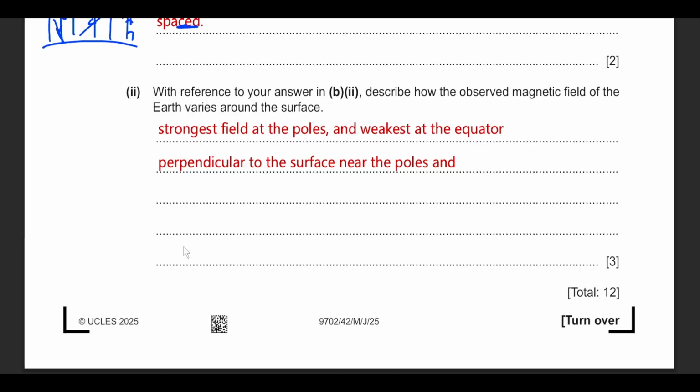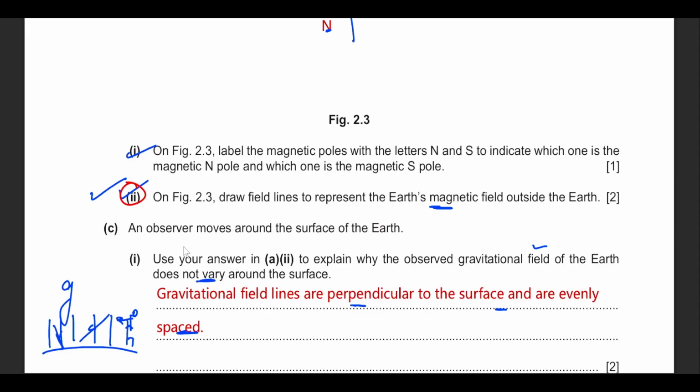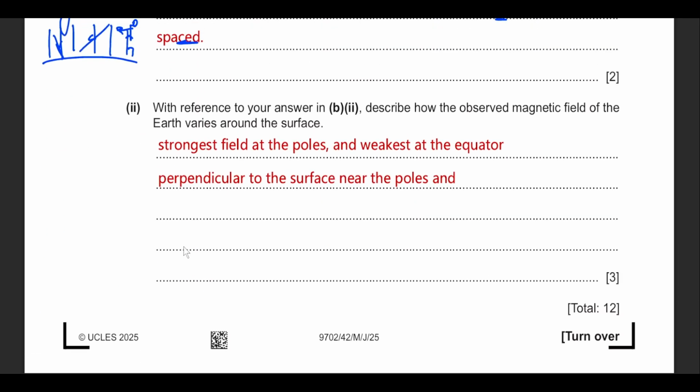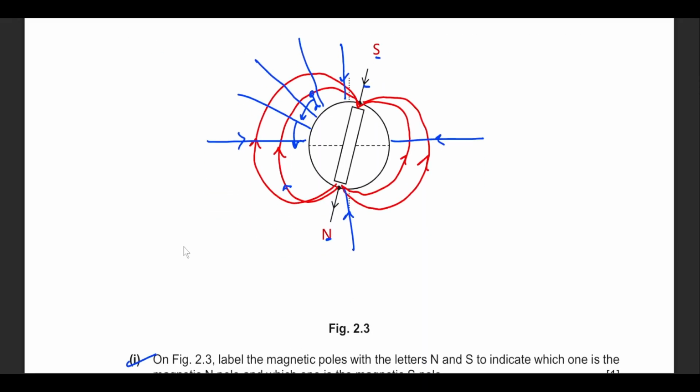Part 2. With reference to your answer in B2, the previous part, he says describe how the observed magnetic field of the Earth varies around the surface. Now, the gravitational field does not get affected, but the magnetic field does. Let's say the person is standing here. At this point, the magnetic field will be the strongest, and the lines will be perpendicular to the surface. But if the person keeps walking, the magnetic field strength will be the weakest around the equator point because the lines are highly spaced.